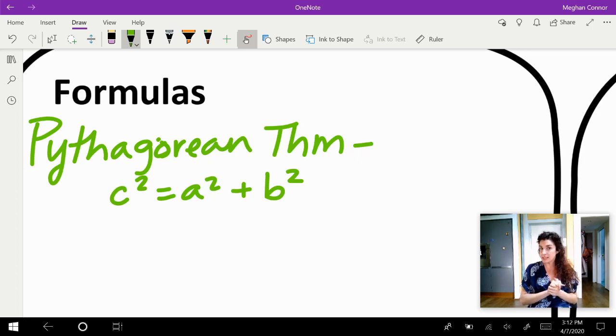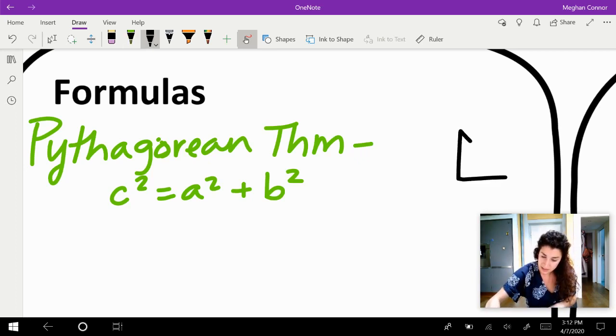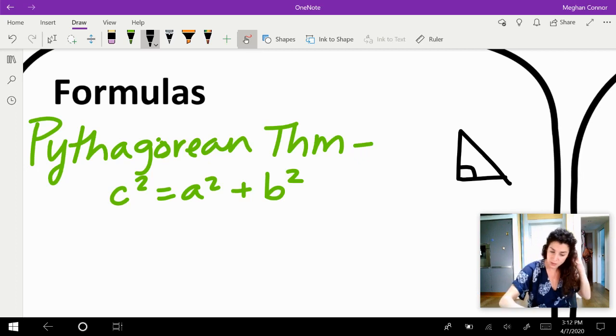Any of those things that I just said, even though I'm not writing it down, you are more than welcome to write it down, like, okay, this is for right triangles. You could even put a little symbol to the side of it that says it's for right triangles, because we have some formulas that can only be used with right triangles.